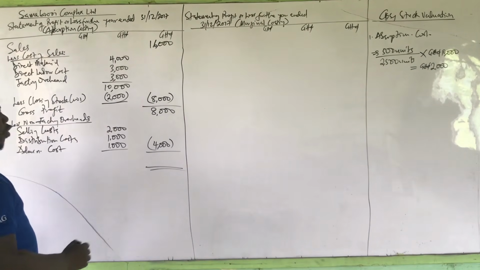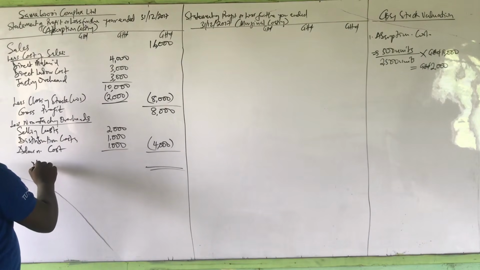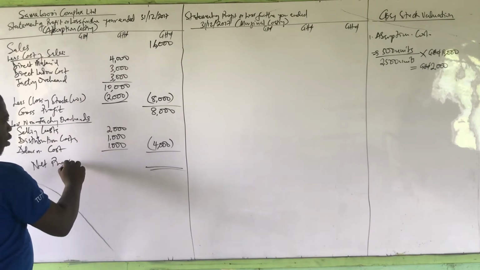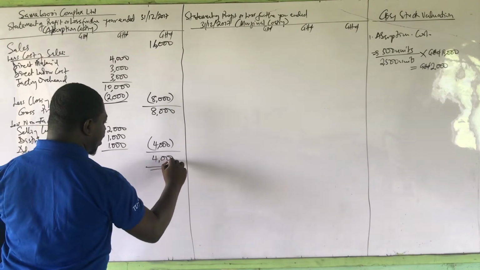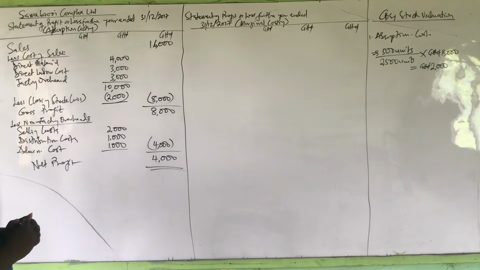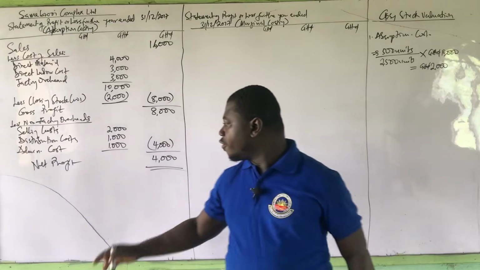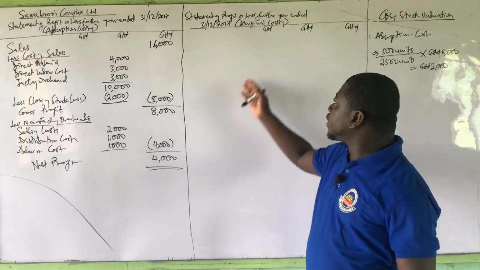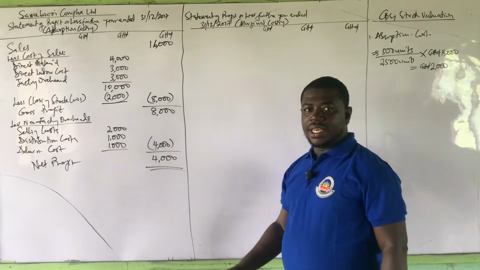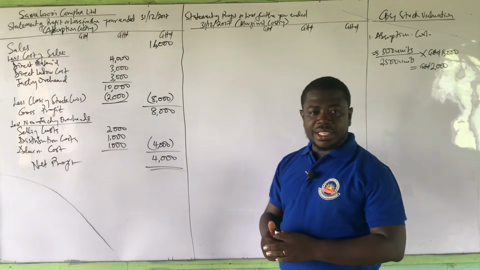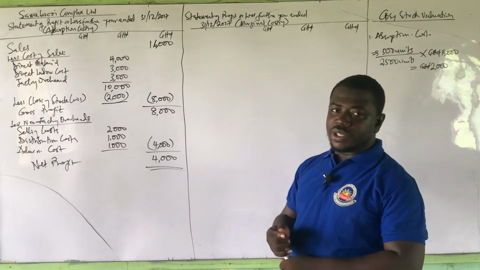And when you subtract 4,000 from 800, you have a net profit of 4,000 Ghana cedis. So under the absorption costing, we got a net profit of 4,000 Ghana cedis. So let us apply the same figures, but this time using the marginal costing approach to see if we are going to get the same profit.